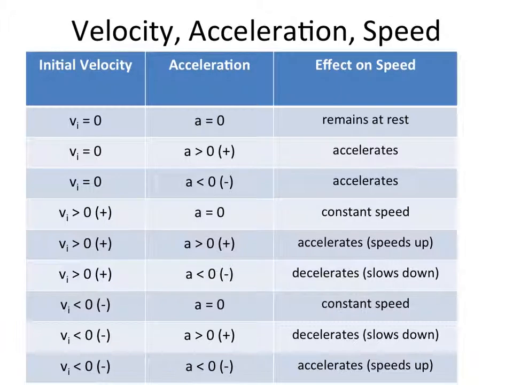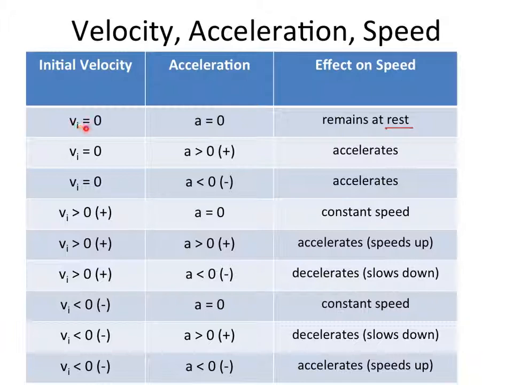All right, so all these are the various different possibilities that you could have with an initial velocity and some sort of acceleration. Well, this first one right here is pretty straightforward. This says that if you got no initial velocity, if your object is at rest, and you have no acceleration, then obviously the object would remain at rest. Just like you probably sitting in your seat right now.